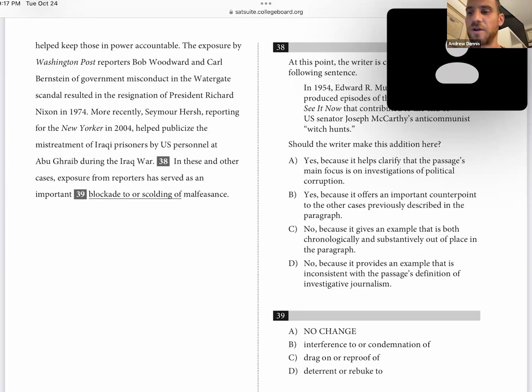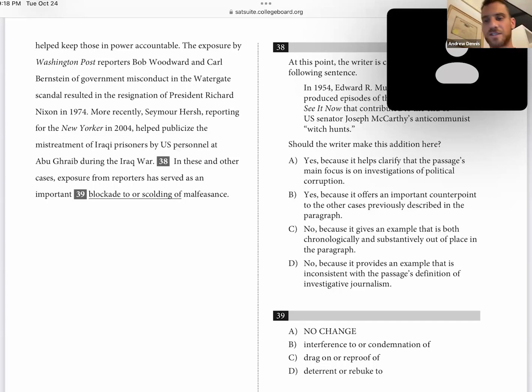It's going to be a deterrent or rebuke, right? In these and other cases, exposure from reporters has served as an important deterrent or rebuke to malfeasance, right? Because the exposure by the Washington Post of government misconduct resulted in the resignation. More recently, Seymour Hersh helped publicize the mistreatment. In these and other cases, exposure from reporters has served as an important deterrent or rebuke to malfeasance, meaning it prevented people from being malfeasant.